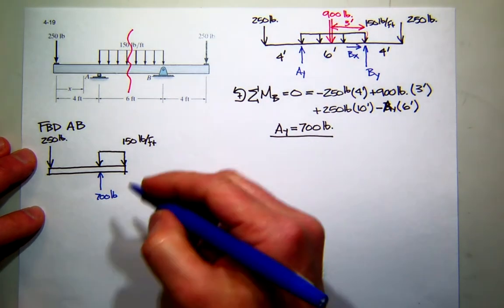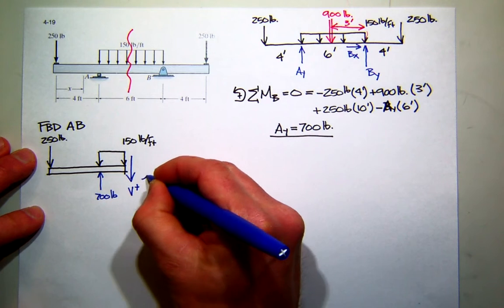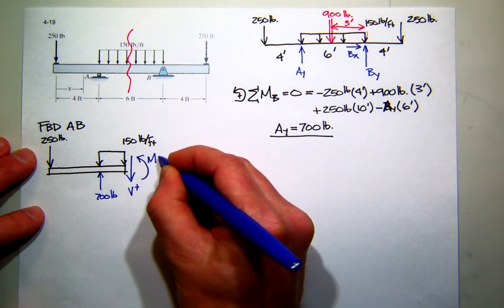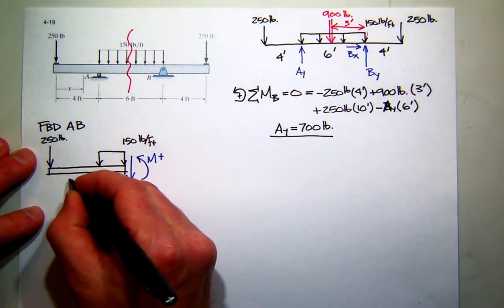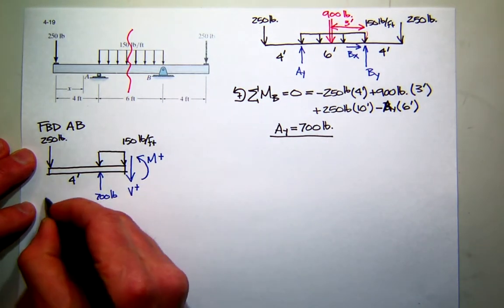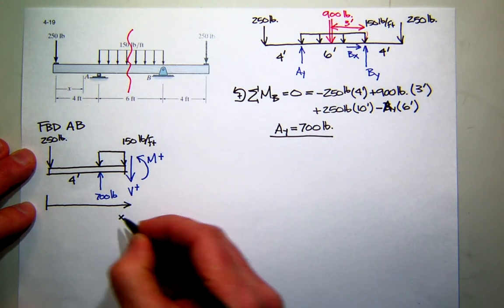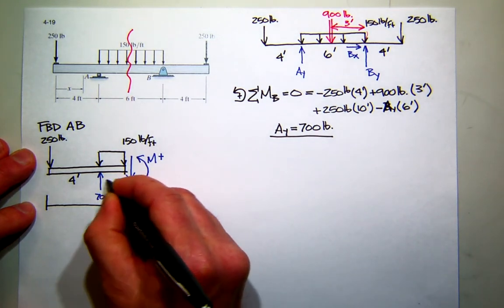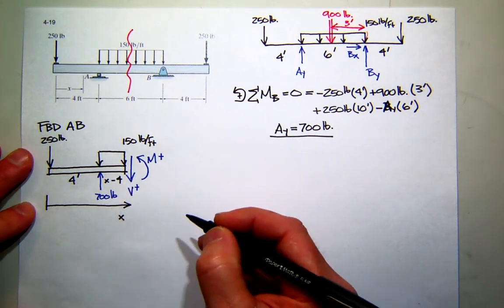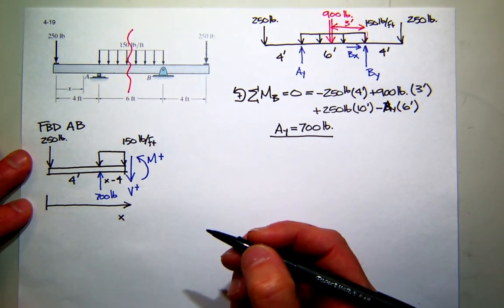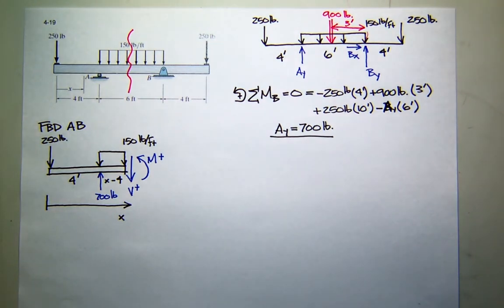And then at the cut, the actual cut I'm making, I've got my positive shear force and positive bending moment. Now let's get some dimensions. This overhang section is 4 feet. Remember, I'm measuring X like this. So this dimension in here will be X minus 4. Everybody see that? So I think my free body diagram is in pretty good shape.